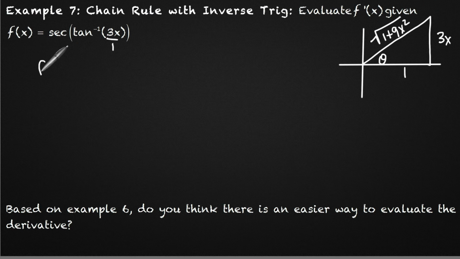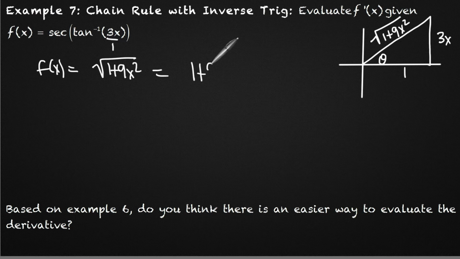So we can basically simplify this to be the hypotenuse over the adjacent. All right? So now, look how much easier our problem has become. We're now simply trying to take the derivative of the square root of 1 plus 9x squared, which we can write as 1 plus 9x squared to the 1/2 power.